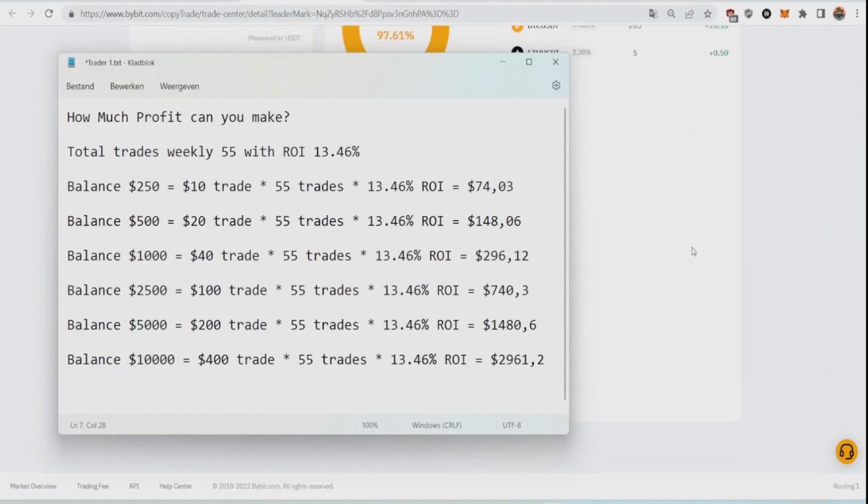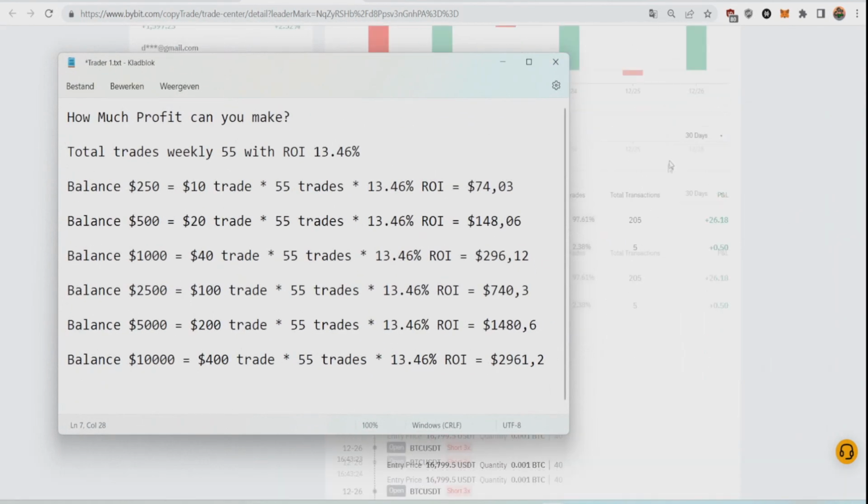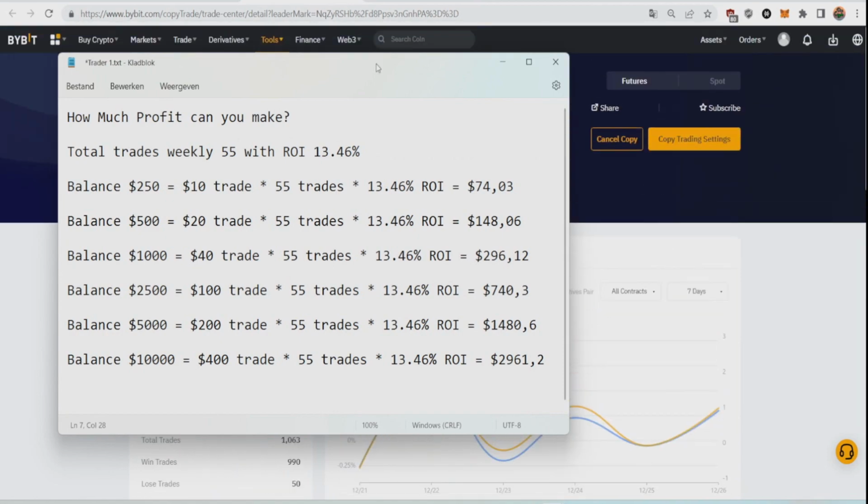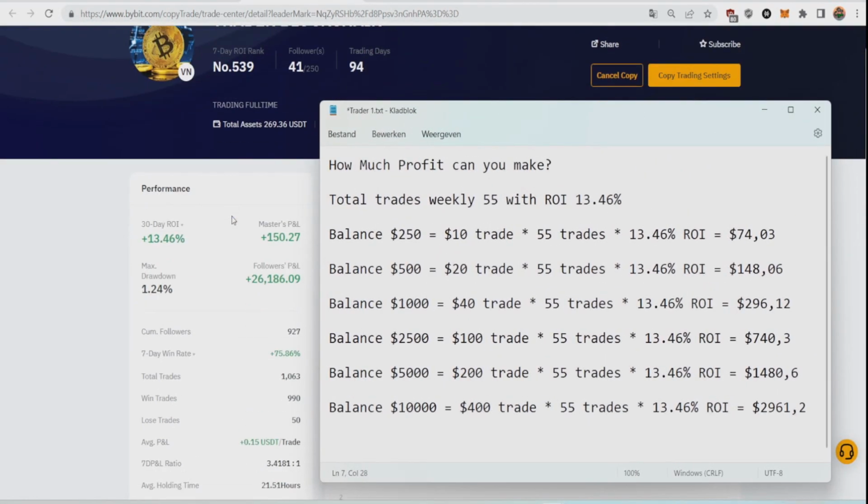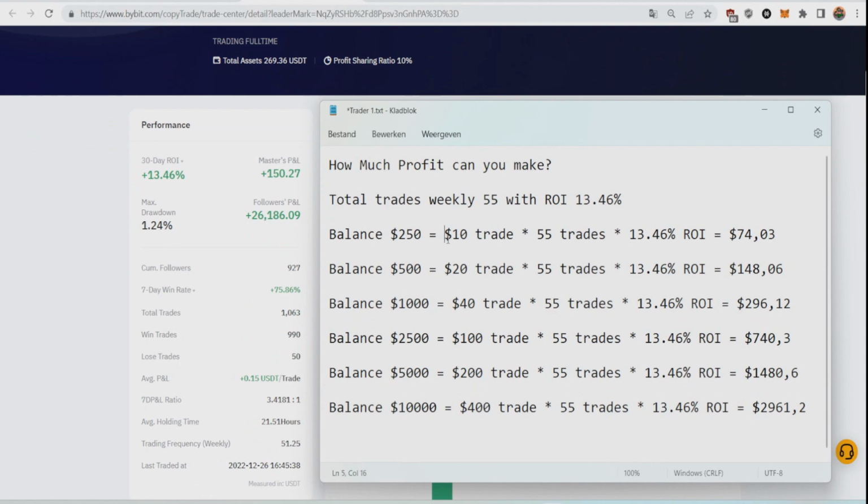13.46%, and if we go down, he did 220 trades in the last 30 days. Like, I'm not showing you anything like you can make $50,000 with like $1,000. No, guys. If you want to make money, you gotta invest money. But this is, in my opinion, not financial advice, one of the safest ways to do it.